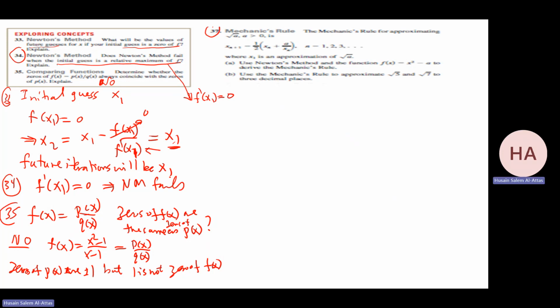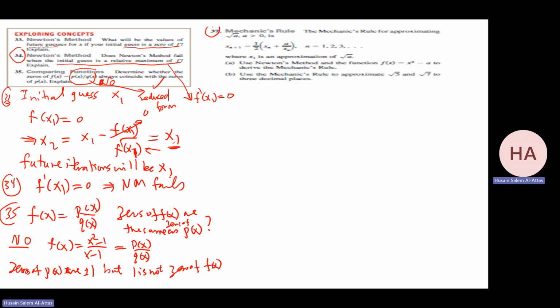However, if I change the statement and I make this the reduced form, then this is correct. Then it's correct. Okay, 37.